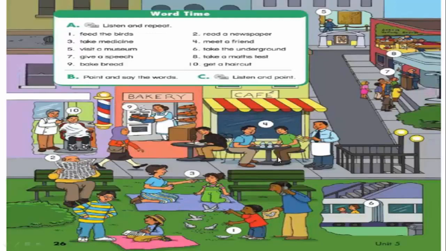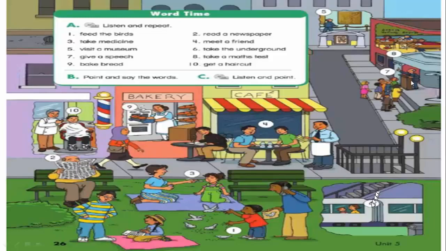Meet a friend. Aho, adi number four. He's meeting his friend. بيقابل صاحبه. Five, visit a museum. In the back. وراه. Visit a museum. Okay, visit a museum. Very good. Six, take the underground. Ahe. Take the underground. يركب المترو.